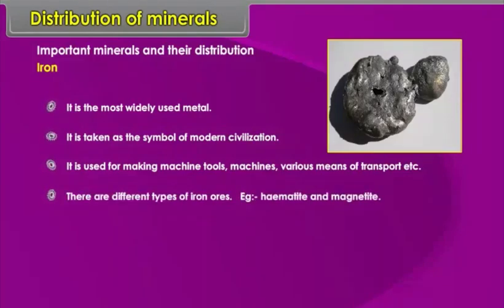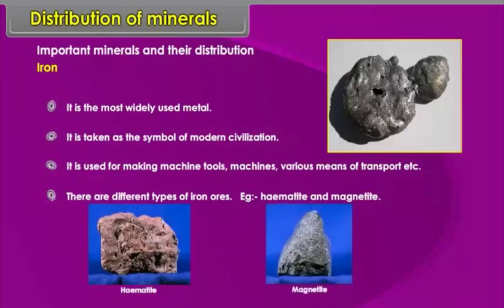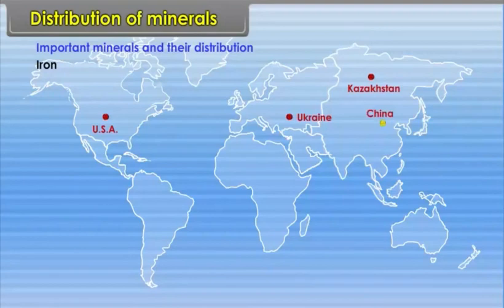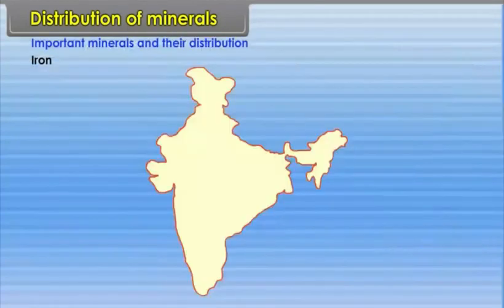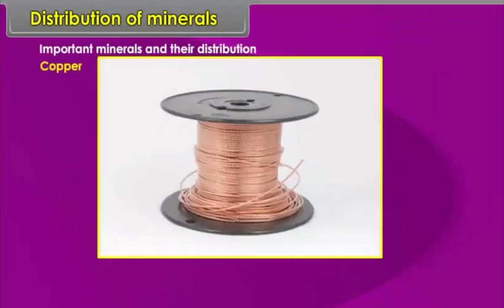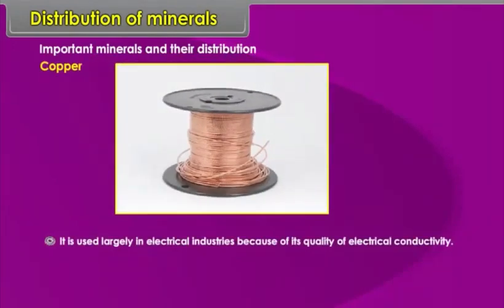There are different types of iron ores. Example: hematite and magnetite. Location: World, Ukraine, Kazakhstan, USA, China, India, Brazil, France, Germany, South Africa, etc. In India, Jharkhand, Orissa, Chhattisgarh, and Madhya Pradesh. Copper. It is used largely in electrical industries because of its quality of electrical conductivity.